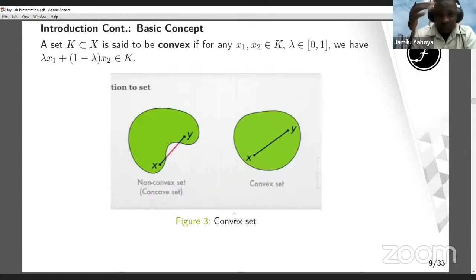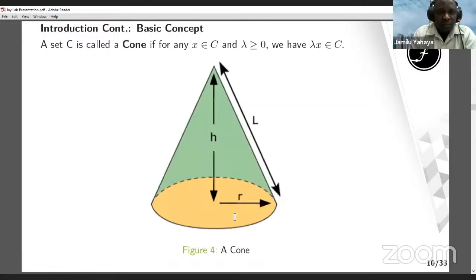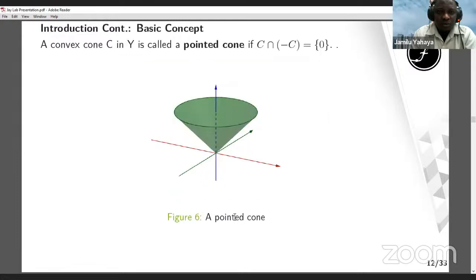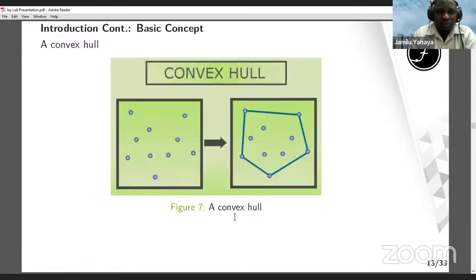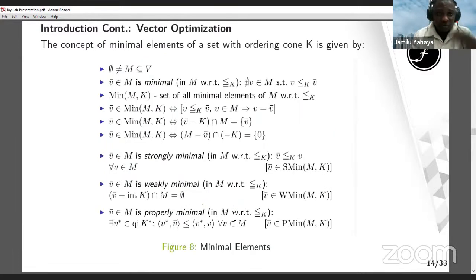These are some basic definitions of convex set, which we are all familiar with. The cone, convex cone, pointed cone, and convex hull, which I have explained in the previous presentation. Now we are going to look at another simple and very straightforward example, although it's not actually straightforward, but it is very important.